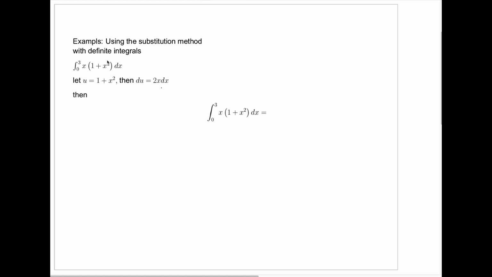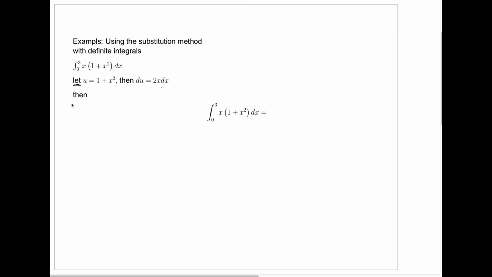We want to compute here the integral from 0 to 3 of x times the quantity 1 plus x squared dx. And most of you will see immediately that we need the substitution u equals 1 plus x squared. So the first thing you should write is the word let. Let u be 1 plus x squared.